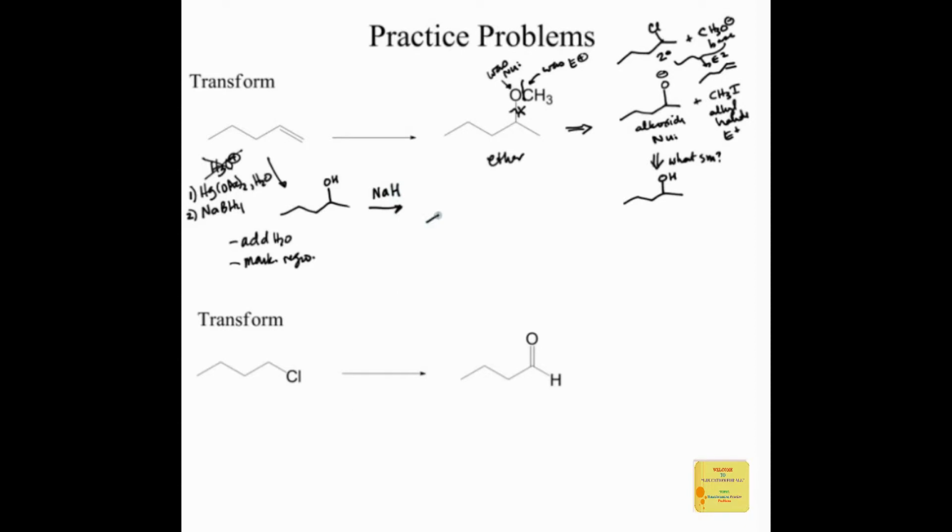Sodium metal would work fine here too. Again, your choice to pick any reagent you want, if there's more than one choice that will work. Okay, we make the alkoxide, and then we add in our alkyl halide.